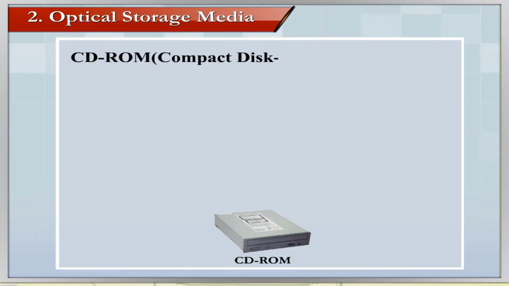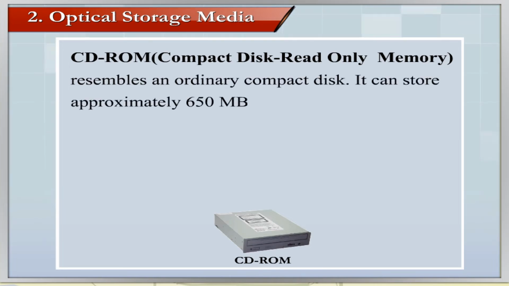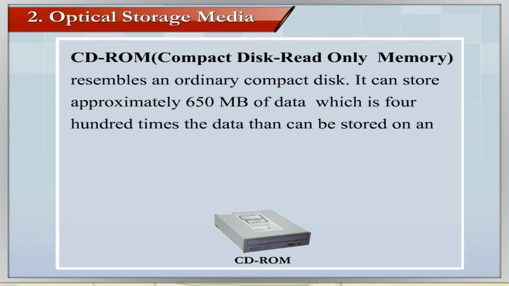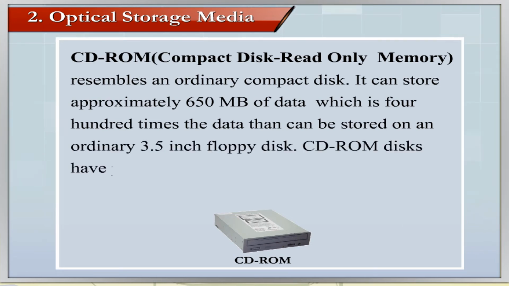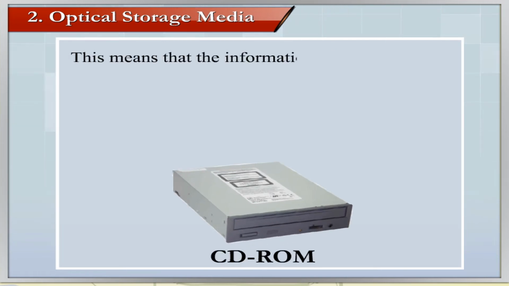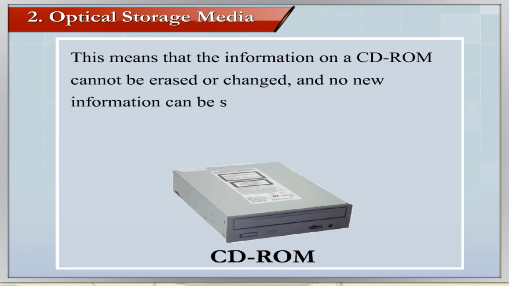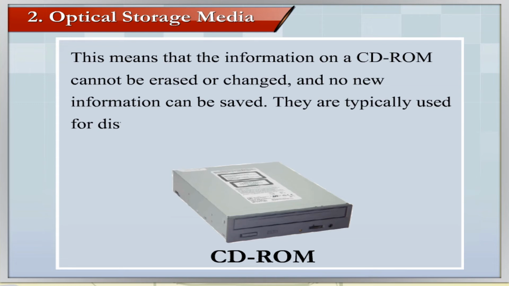CD-ROM. Compact disc read-only memory, resembles an ordinary compact disc. It can store approximately 650 MB of data, which is 400 times the data that can be stored on an ordinary 3.5-inch floppy disk. CD-ROM disks have preloaded information provided by the manufacturer and are read-only. This means that the information on a CD-ROM cannot be erased or changed, and no new information can be saved. They are typically used for distributing software and music.